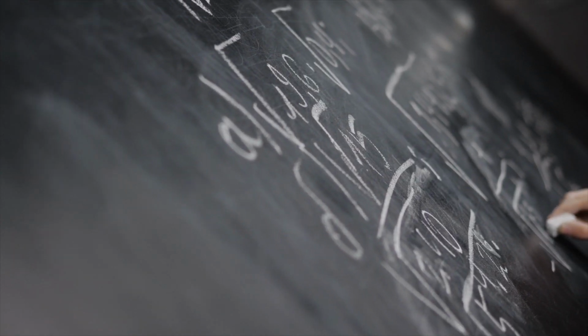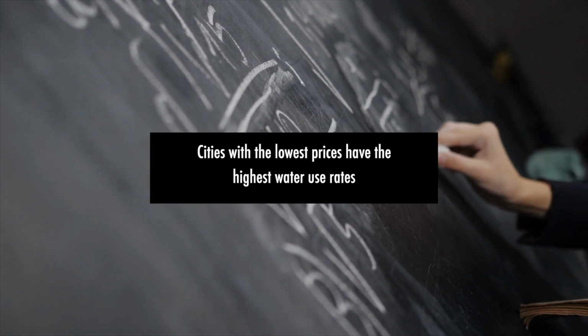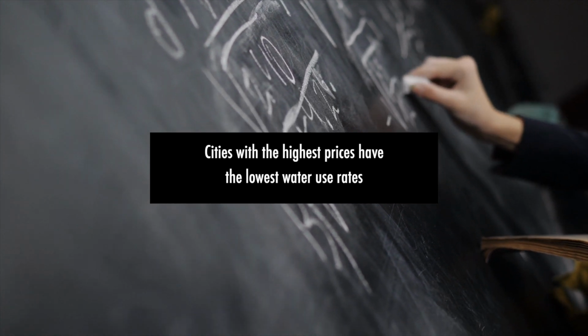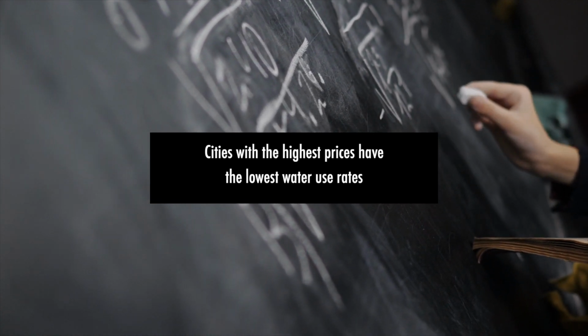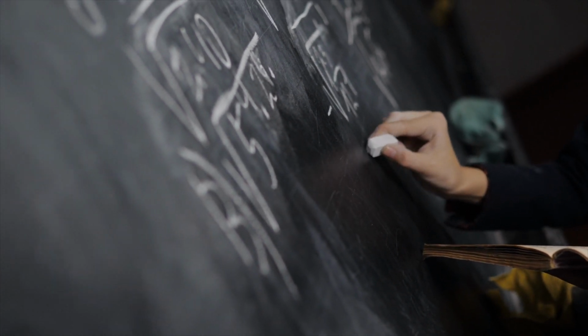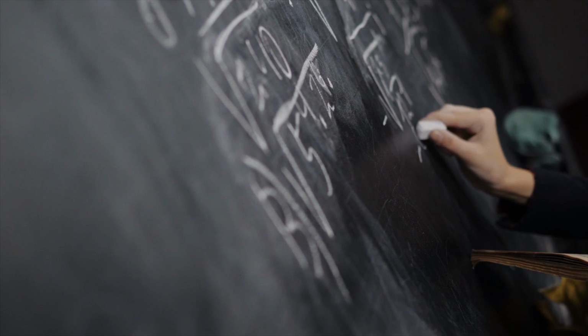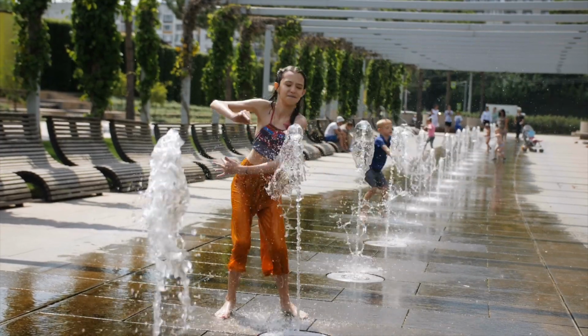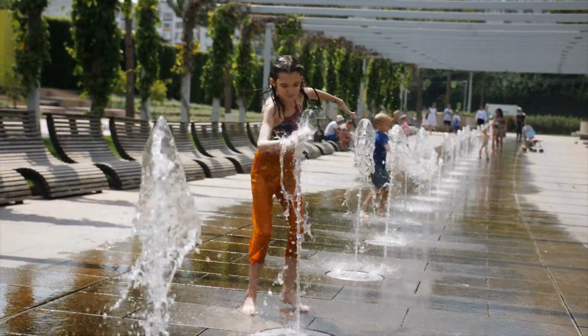So if we put the pricing levels and use levels together, here's what we get. Cities with the lowest prices, like in Utah, have the highest water use rates, and cities with the highest prices, like in San Diego, Santa Fe, and Tucson, they have the lowest water use rates. High prices, more conservation; low prices, less conservation. That's simple economics. But here comes a surprise conclusion to the water story in urban areas.